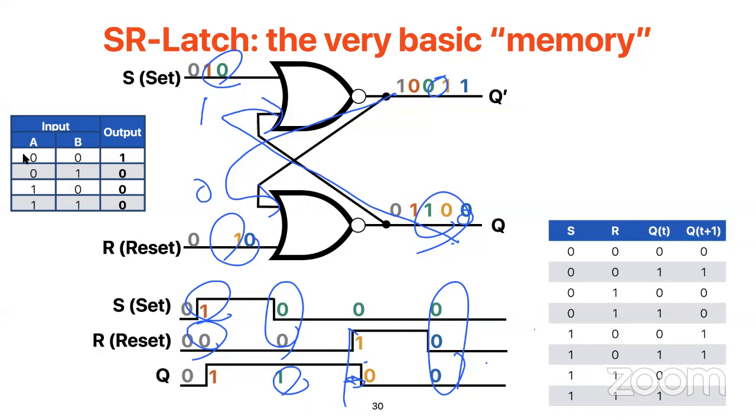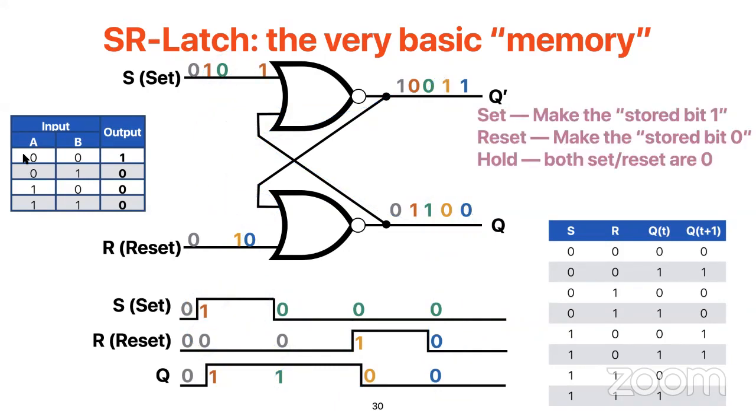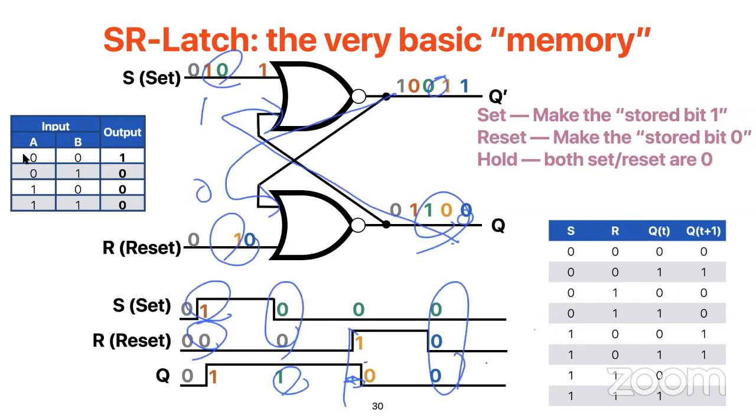Okay, so right now, what we haven't talked about is the case of 1, 1, right? But before that, with the SR latch we have 3 basic functions. We have the set function, which would make the stored bit to be 1. The reset function would make the stored bit to be 0. And a hold function, which has both inputs at 0. But the case we haven't talked about is what happens when we put a 1, 1.